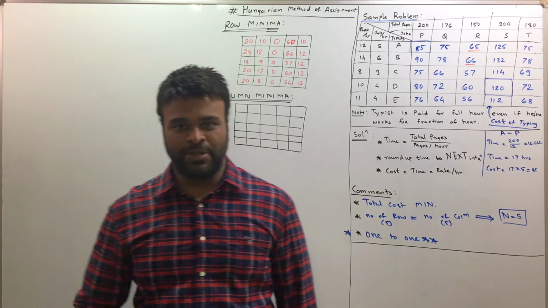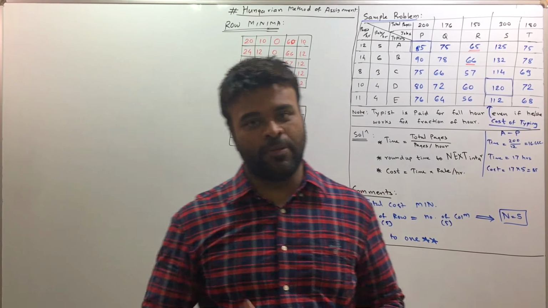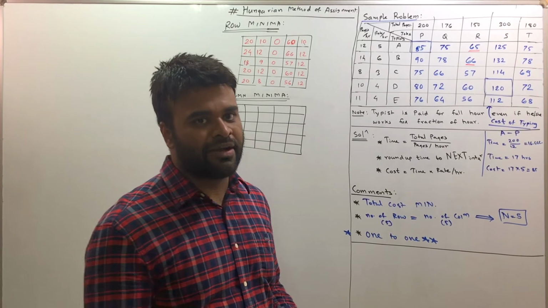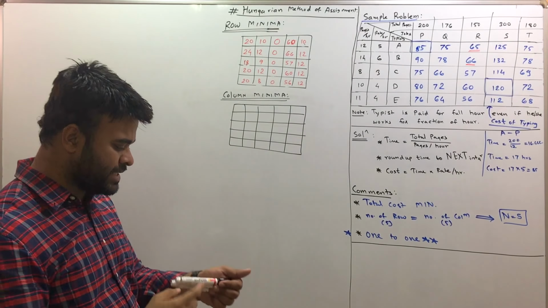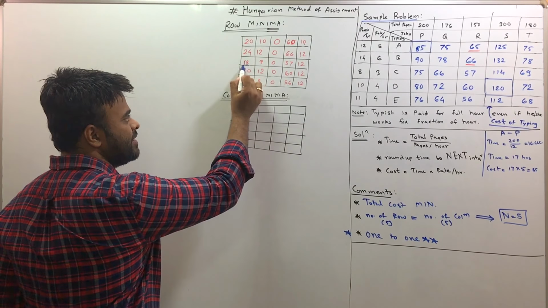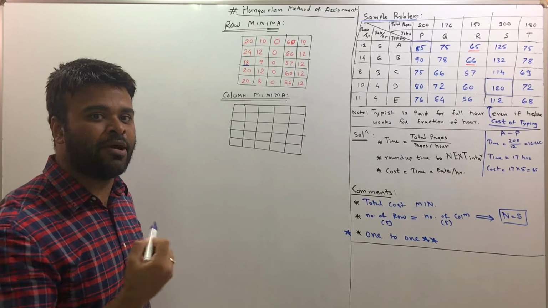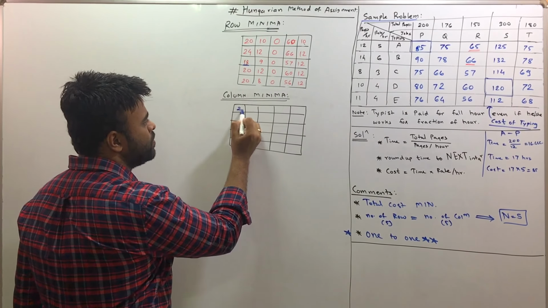But I hope you followed the procedure still. Now after row minima, we perform column minima, which is the exact same procedure, but done column-wise. So in the first column, the smallest number of all is 18. So take the smallest number and subtract it from every number of that column. So 20 minus 18 gives me 2.